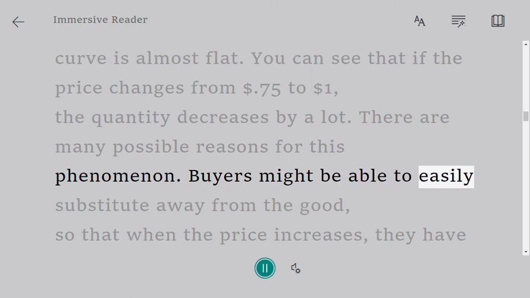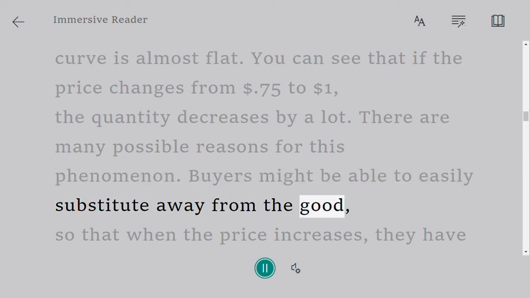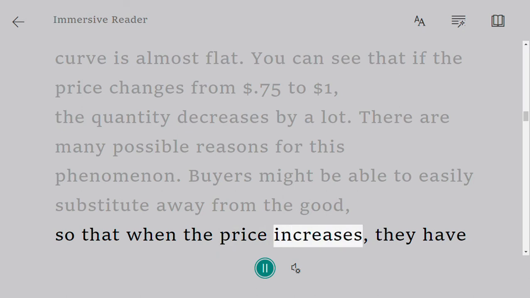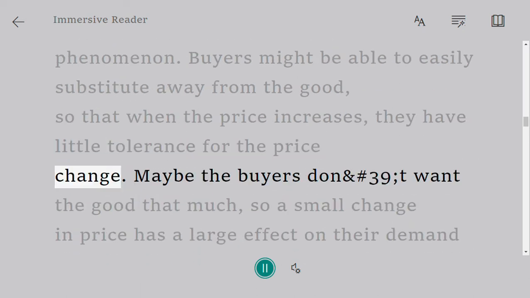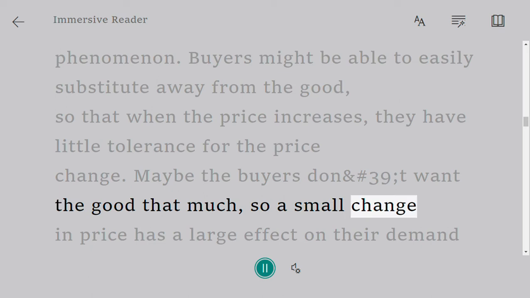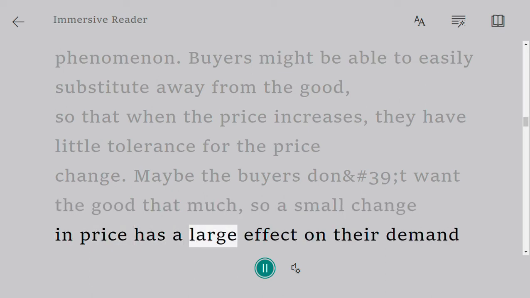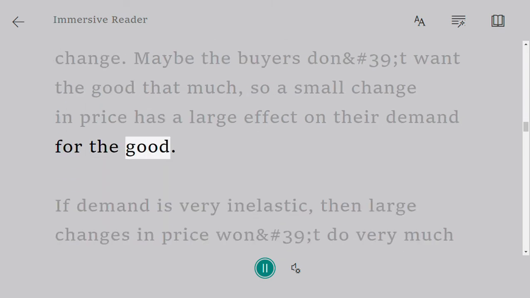Buyers might be able to easily substitute away from the good, so that when the price increases, they have little tolerance for the price change. Maybe the buyers don't want the good that much, so a small change in price has a large effect on their demand for the good.